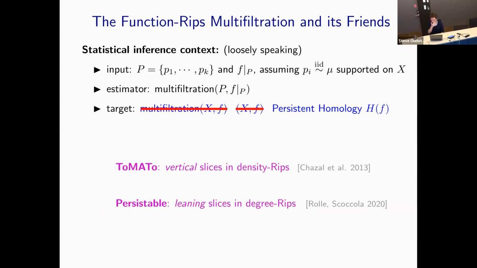And then there was another contribution more recently by Alexander Rolle and Luis Scoccola, which is another clustering algorithm called Persistable, where they were using a different bifiltration. It was not the density Rips, it was the degree Rips. And they were not taking vertical slices, but diagonal slices, or leaning slices, which at the limit, as the number of points goes to infinity, would actually straighten up until they converge to a vertical slice aligned with the vertical axis.